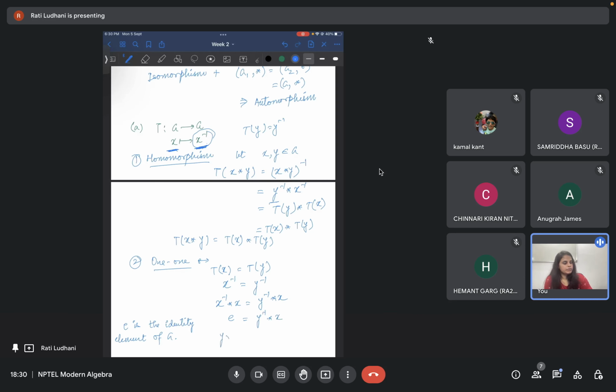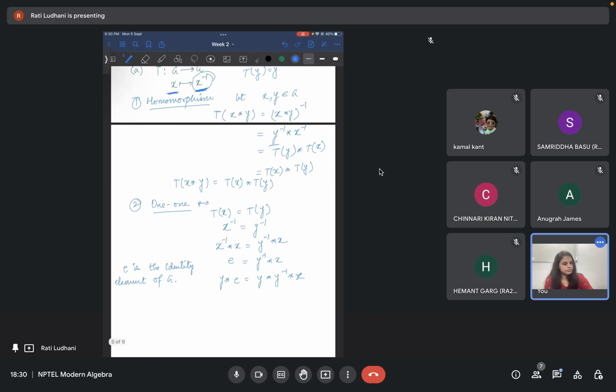Now multiply with y. So you will get, actually you could have taken the inverse here directly, but that's okay. So this is y star y inverse, which is the identity, and this is x. So you get y is equal to x. So one-one is checked: if T of x is equal to T of y, then y has to be equal to x.